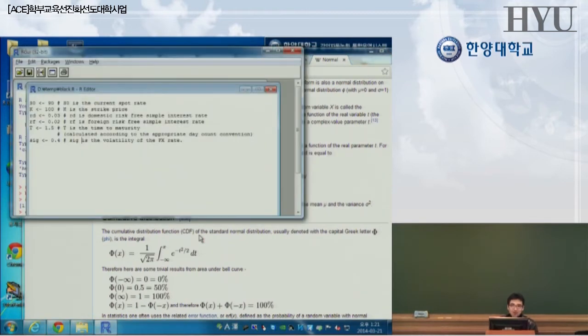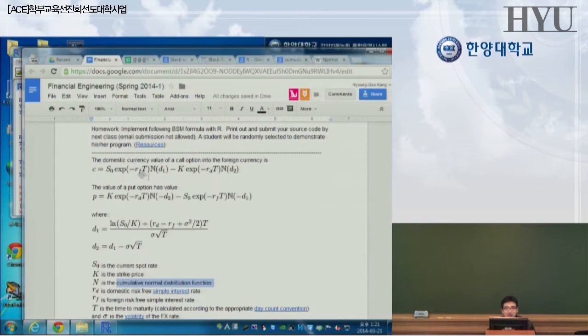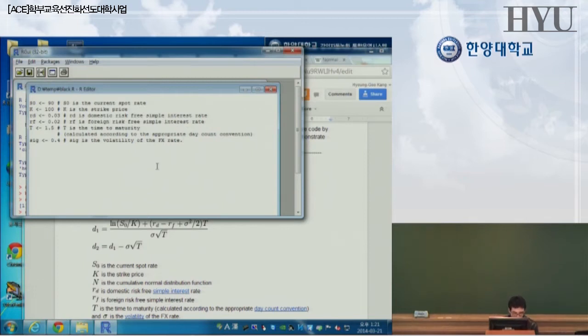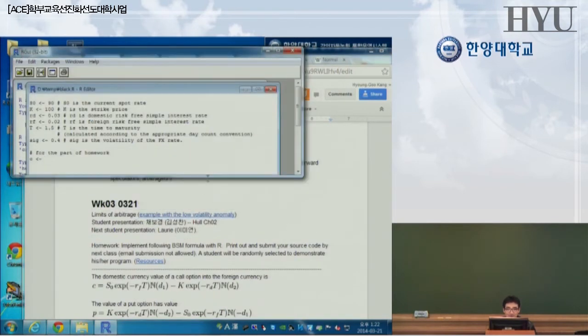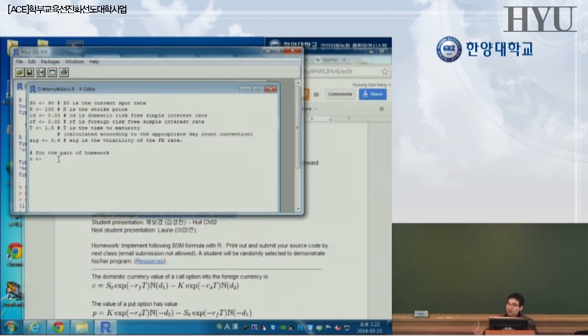Okay, so pnorm in R. So in our homework, instead of N, you can write pnorm. So we can do the homework, right? For part C of the homework, okay, let's go one by one. C is S0. You can just write down this equation. S0 multiplied by EXP of minus RF multiplied by T, and then instead of N, you write pnorm of d1. Okay, basically it's done.